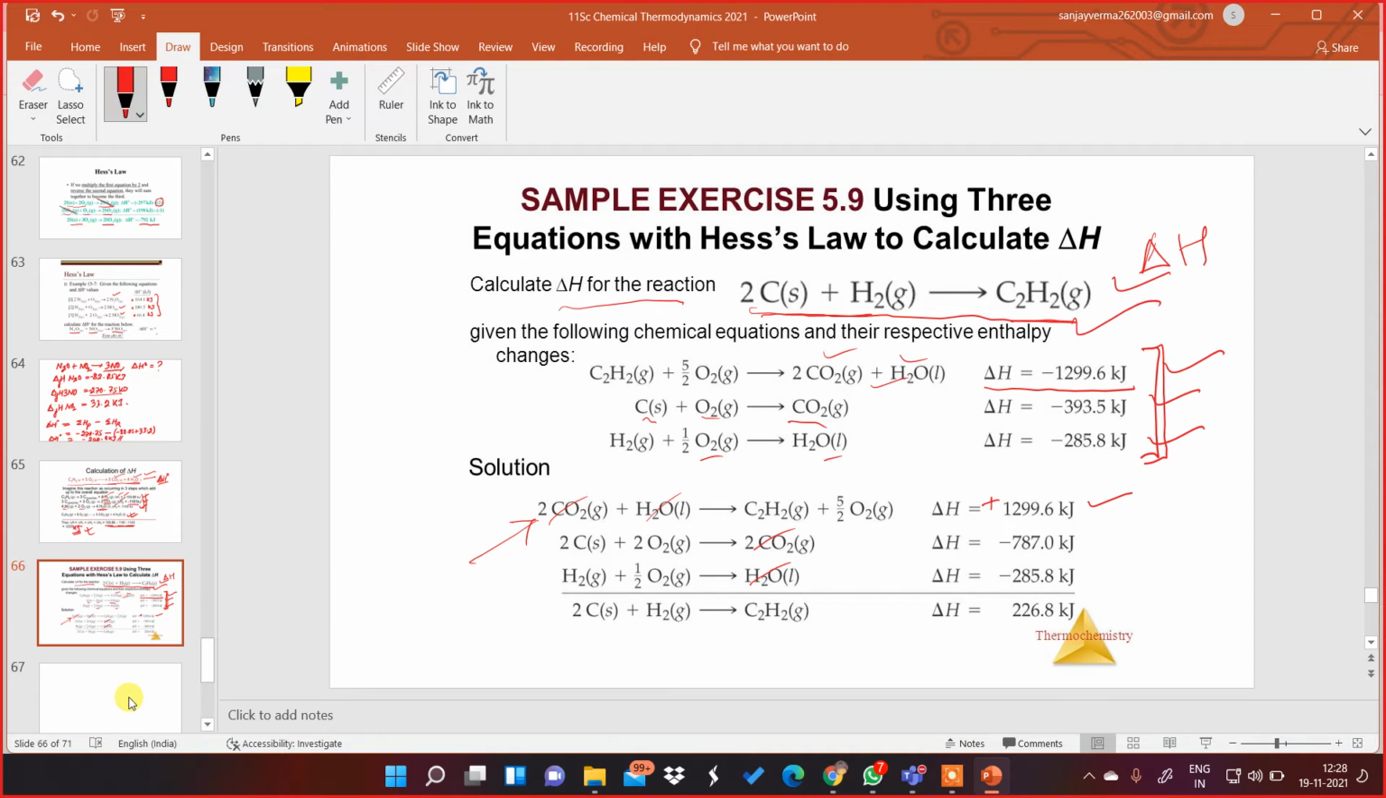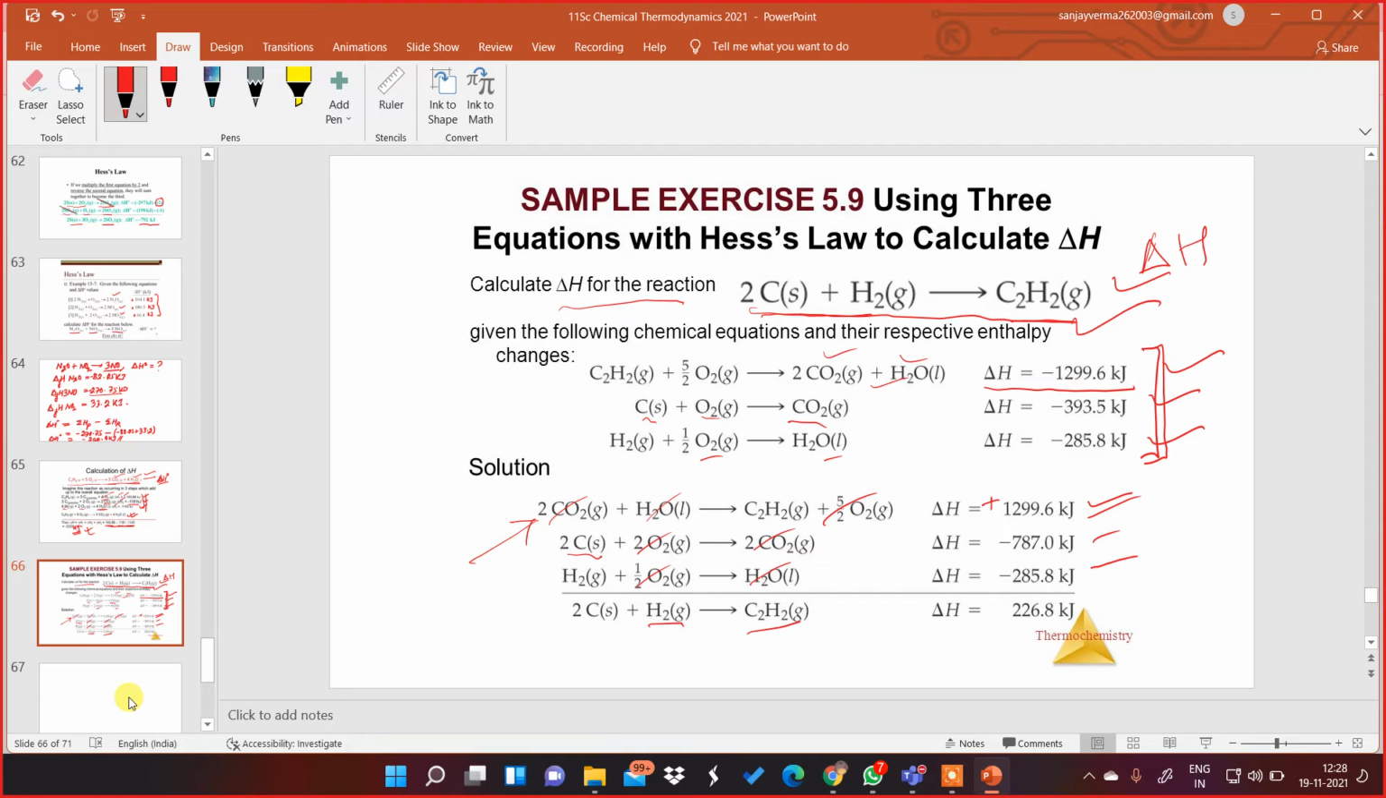This oxygen, if we add 2 plus half over here, it will become 5 over 2. So this will also, I think, cancel. Just check. It will cancel with this. And then we are finally left with carbon combining with hydrogen. Two carbon atoms combining with hydrogen gas to give ethyne. Only this much left. So we simply add all this: plus 1299.6 kilojoules plus minus 787.0 kilojoules plus minus 285.8 kilojoules.